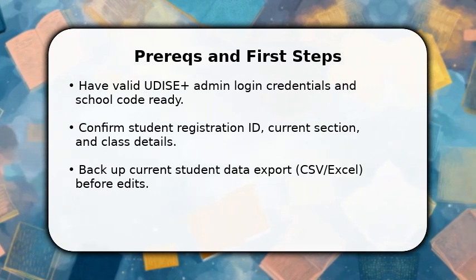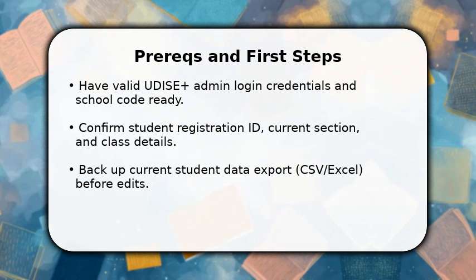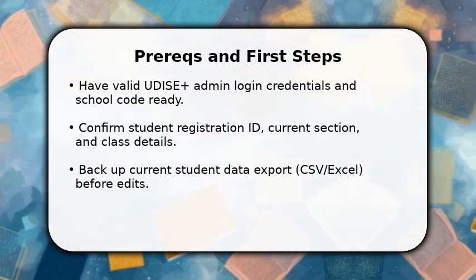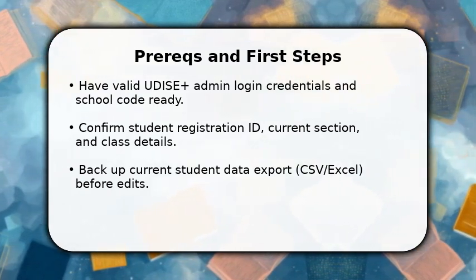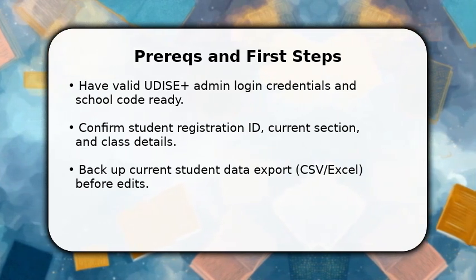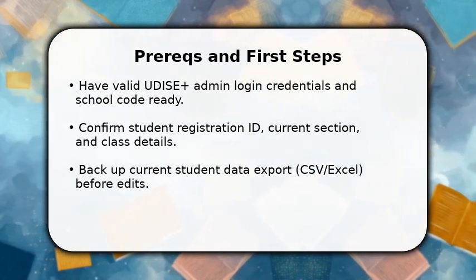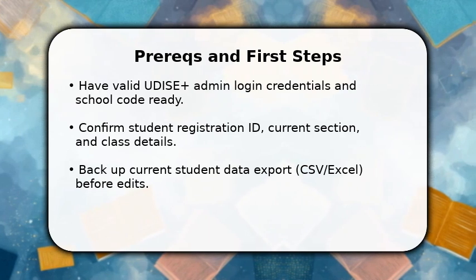Next, export the current student record as a CSV for backup. This protects you if something goes wrong. Once done, switch to edit mode for that student so you can change the section field directly. Do not try batch imports yet.